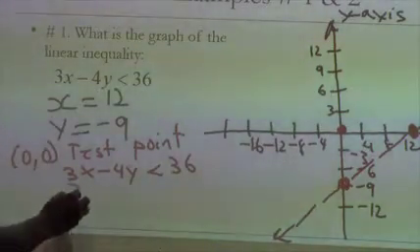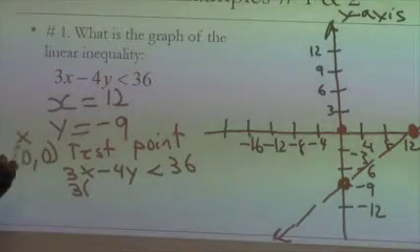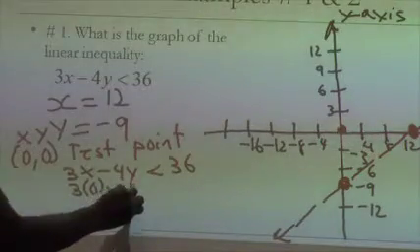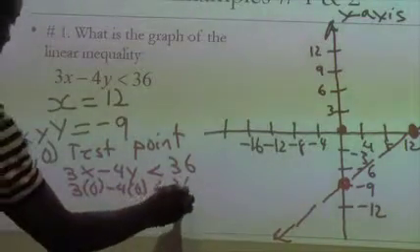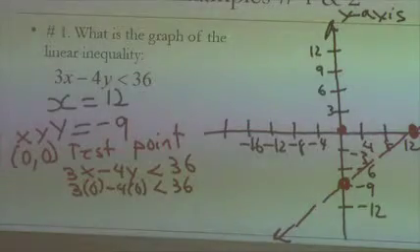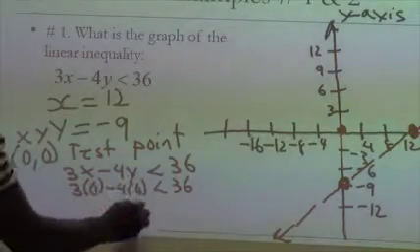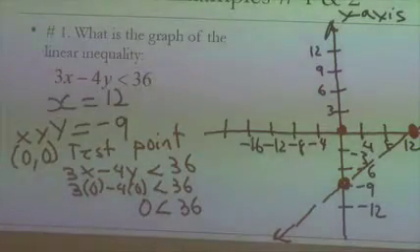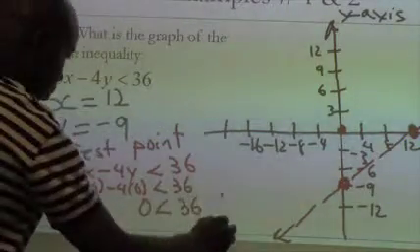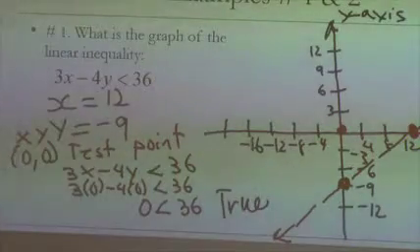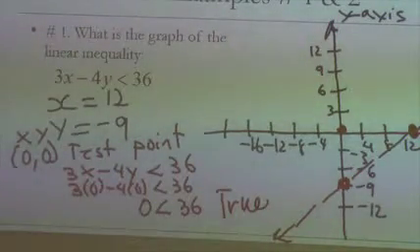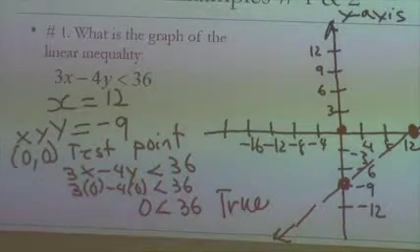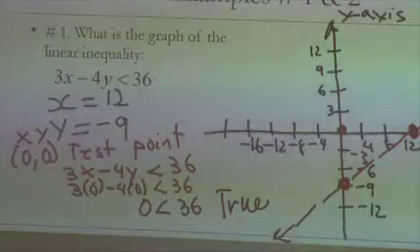Now if I replace x with 0 and y with 0, I see that 3 times 0 is 0, and 4 times 0 is 0. So in effect, I have 0 is less than 36. Is this true? Is 0 less than 36? Yes, this is true. Because it is true, our test point has satisfied this inequality.